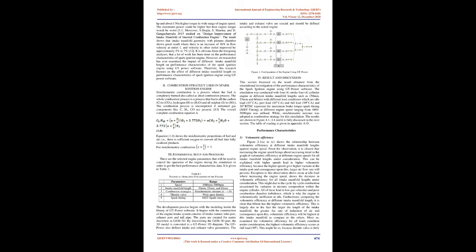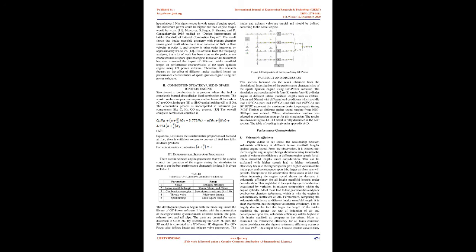3. Experimental setup and procedure. There are selected engine parameters that will be used to control the operation of the engine during the simulation in order to get the best performance characteristic data. It is given in Table 1. Table 1. Technical operating parameters of the engine. Parameters and range: 1. Speed, 1000 rpm to 5000 rpm. 2. Intake manifold length, 50 mm, 55 mm, and 60 mm. 3. Combustion strategy, stoichiometric mixture equals 1.0. 4. Throttle valve, wide open throttle. 5. Spark timing, MBT spark timing.